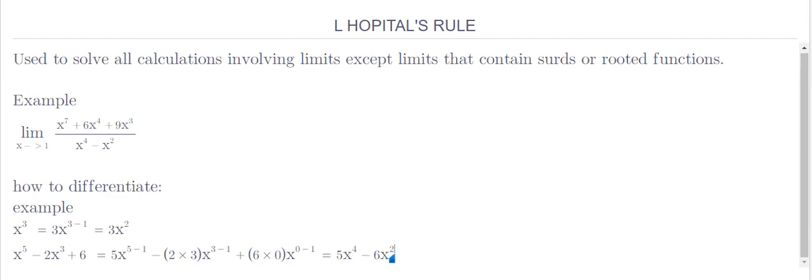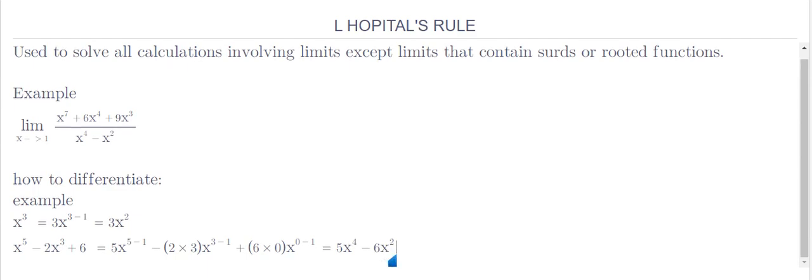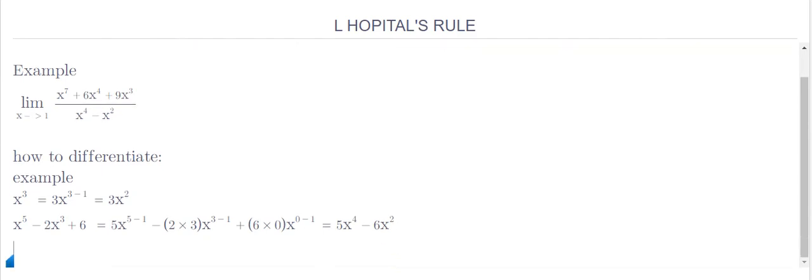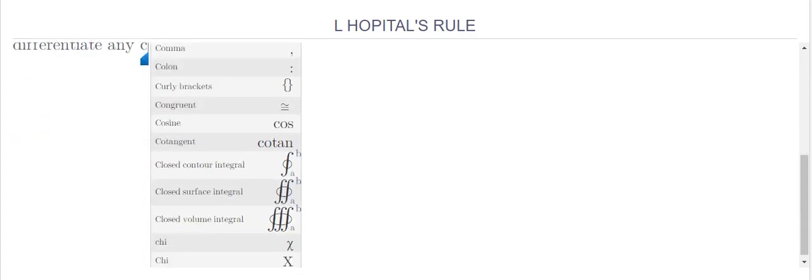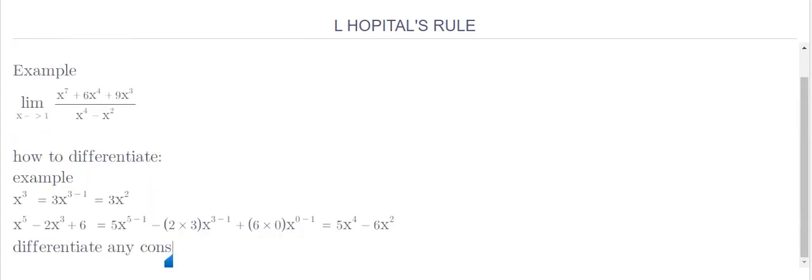6 times 0 is 0. Anything multiplied by 0 becomes 0. So in short, when you differentiate any constant, you get 0. Let me write that down. Differentiating any constant gives you 0.